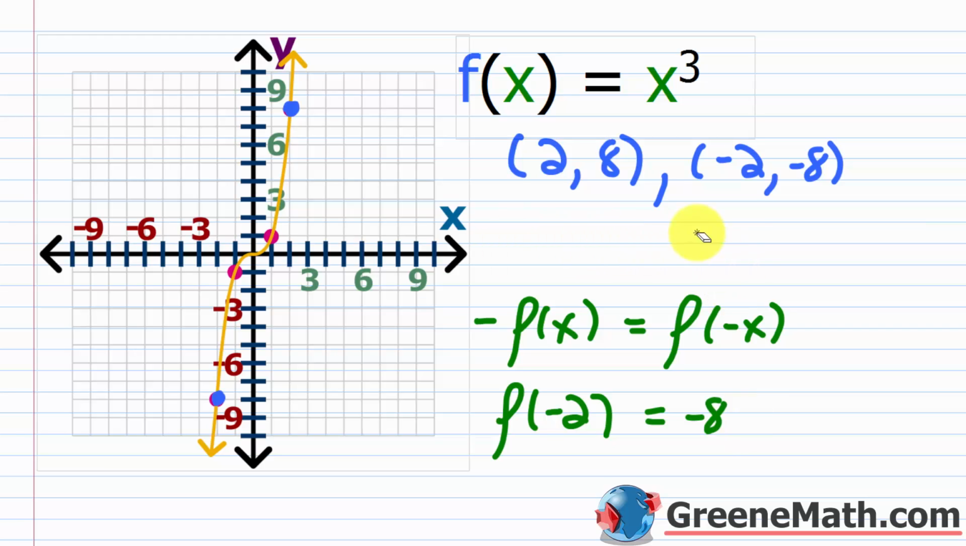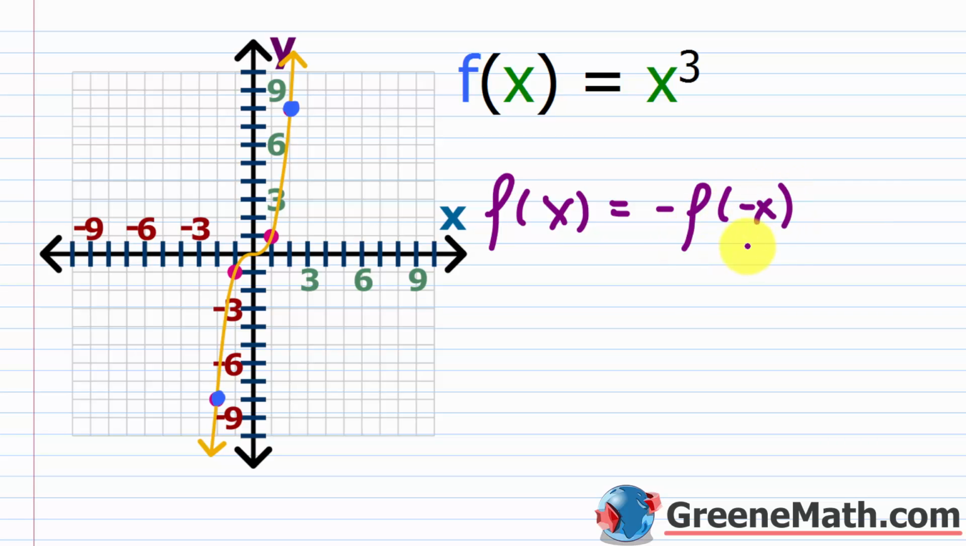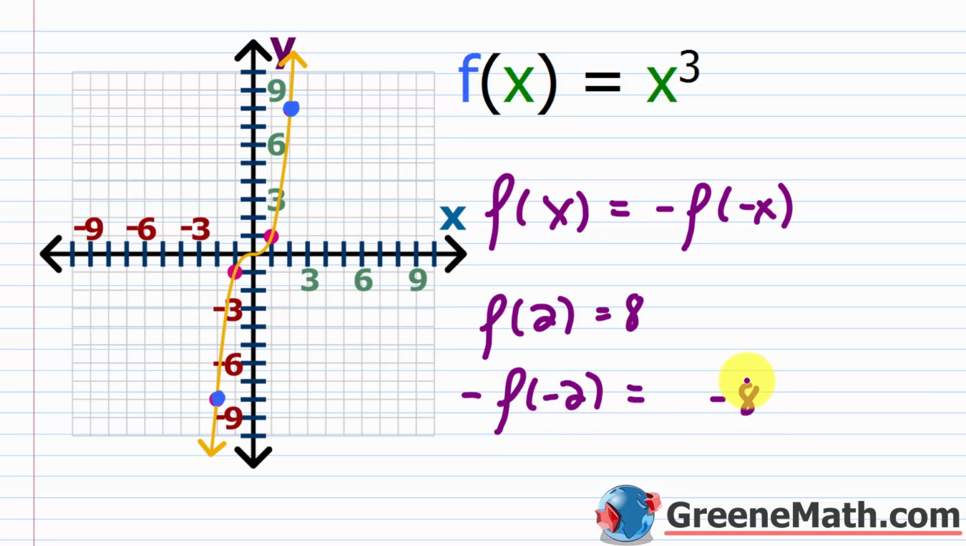You can also do it with that other notation that I showed you, and this is much less common, but you can also say that if it's symmetric with respect to the origin, then f of x is equal to the negative of f of negative x. Again, just using that 2, 8 and the negative 2, negative 8 as a reference, f of 2 we know is 8. Now, what is the negative of f of negative 2? Let's think about this. f of negative 2 is negative 8, but then I want the negative of that. So the negative of negative 8 is positive 8. So again, those two are equal.